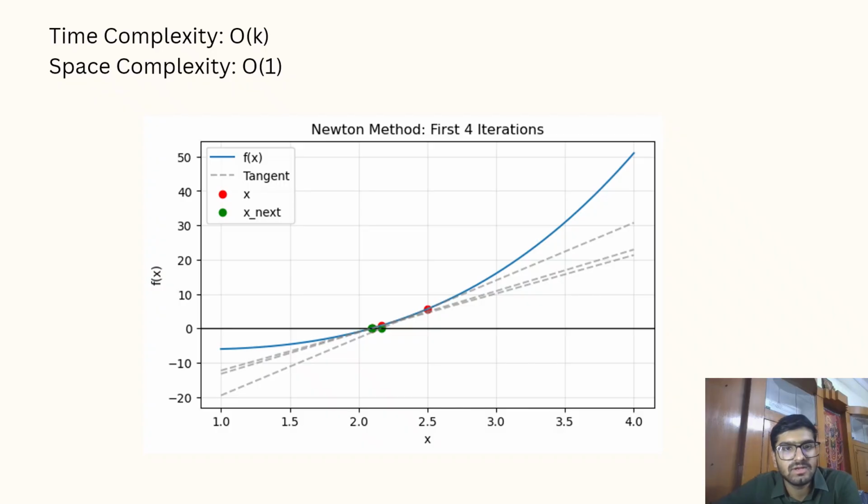Now the time complexity for Newton's method is big O of n, and the space complexity for this method is big O of 1. And the graph here represents how the tangents are represented in Newton's method for 4 iterations. Here we can see the first iteration is red and the second is red. And for the next two iterations, for the next values we are using green dots to represent that.